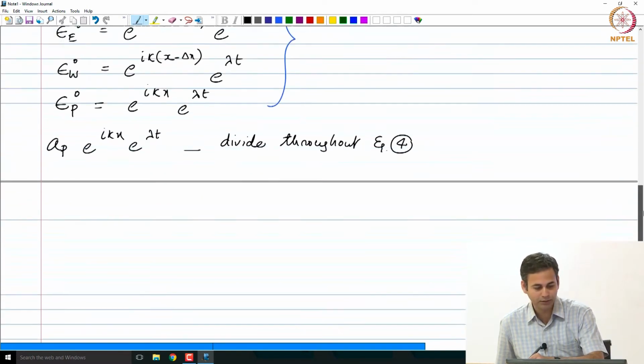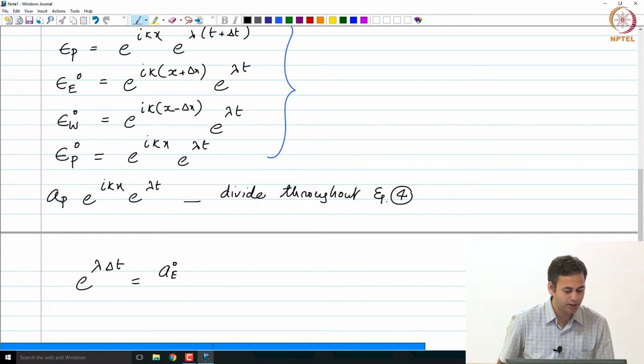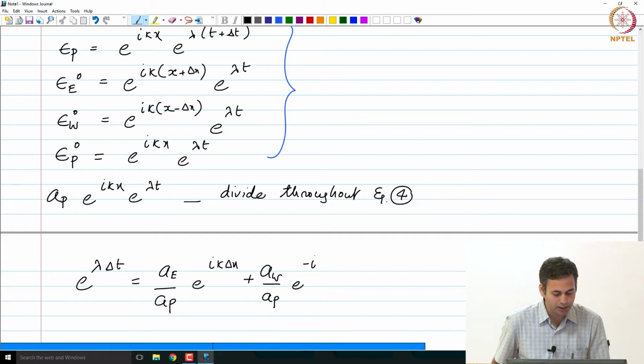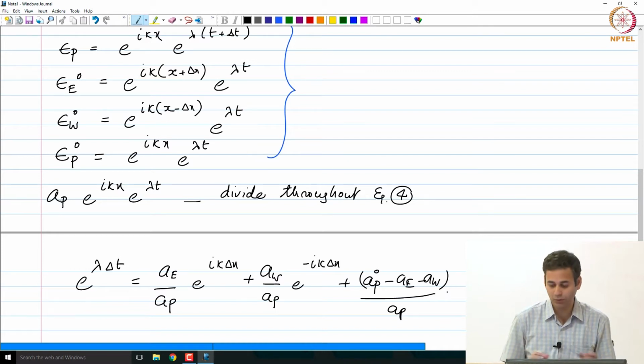what is the final equation you are going to get? e to the power lambda delta t equals a_E upon a_P e to the power I k delta x plus a_W upon a_P e to the power minus I k delta x, right, plus we have (a_P0 minus a_E minus a_W) upon a_P times 1, okay. That is all. This is what we got.